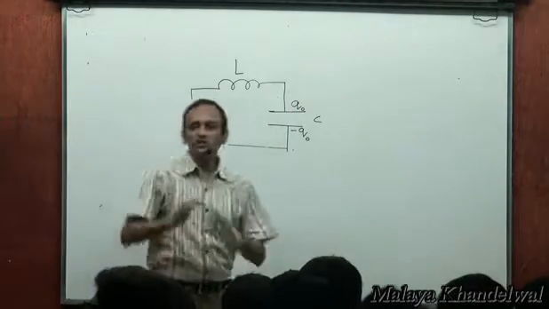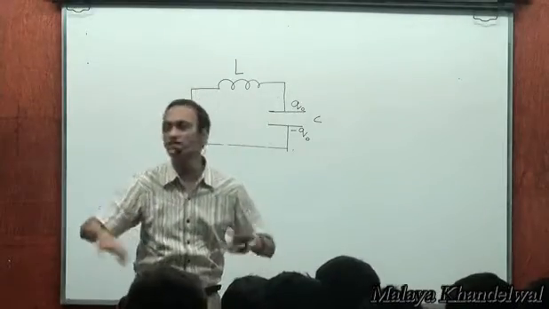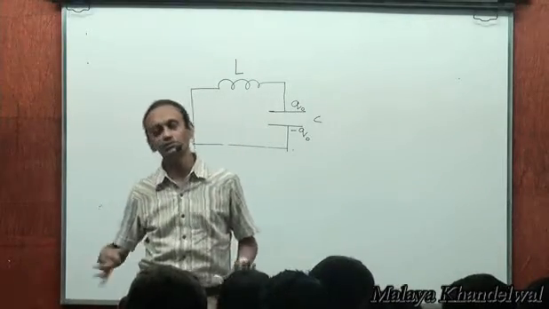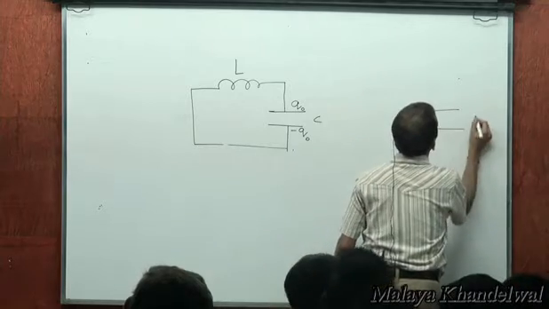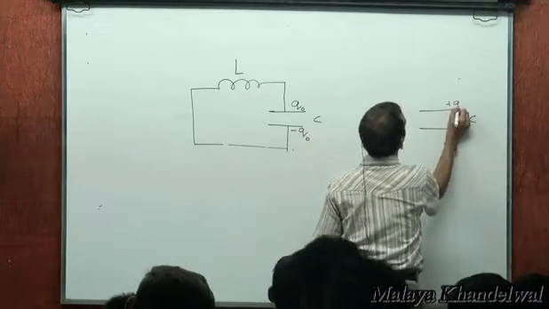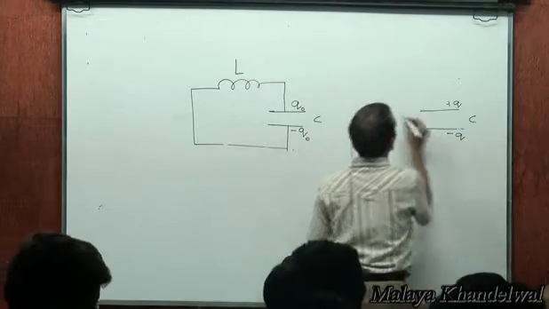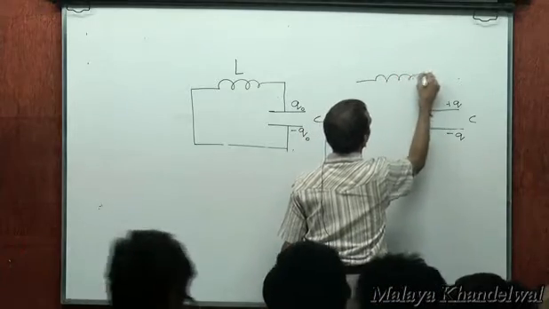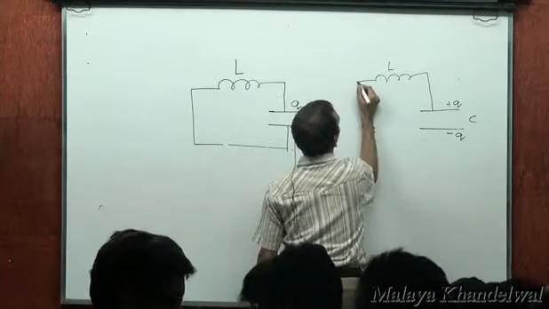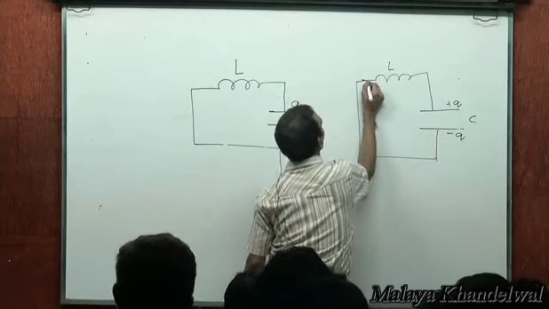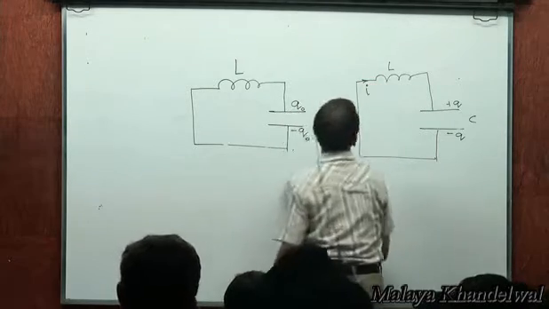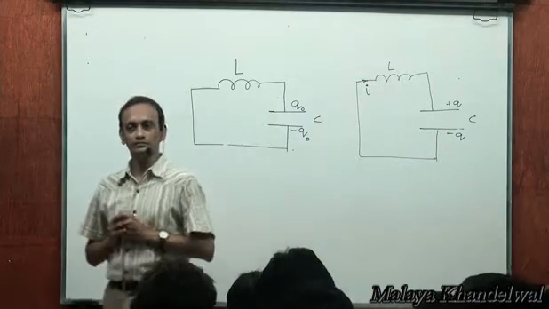So this charge varies with time. Theoretically, let's say this was the capacitor. At a certain instant of time, the charge was Q, and let's say there was a current I like this through the circuit.